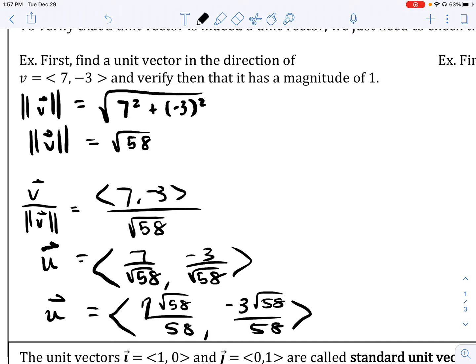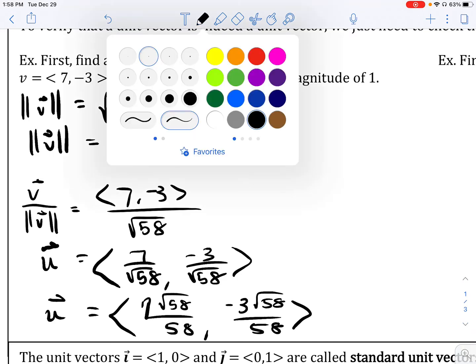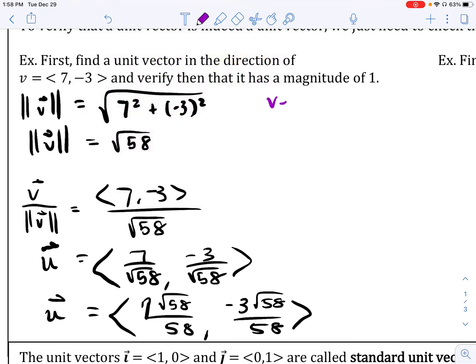Now, to be clear, I'm not going to erase this because I'm actually going to use this. It's easier to work with our non-rationalized form when we do our verification. So let me verify this here. We found our unit vector as it's written down here below, and I just want to check to make sure that this vector does indeed have a magnitude of 1. How do I do that? I'm just going to find the magnitude of my unit vector here.